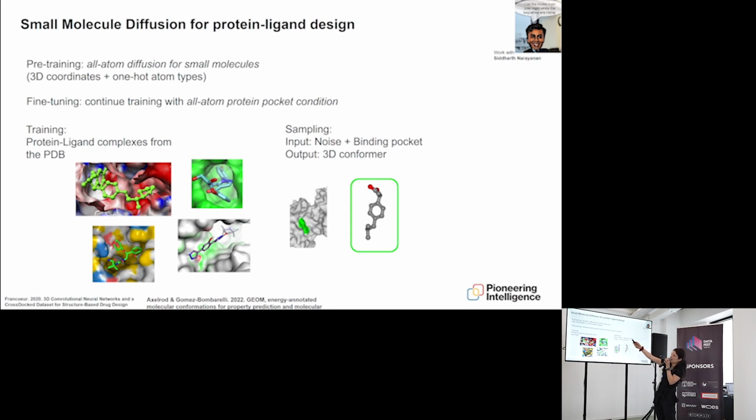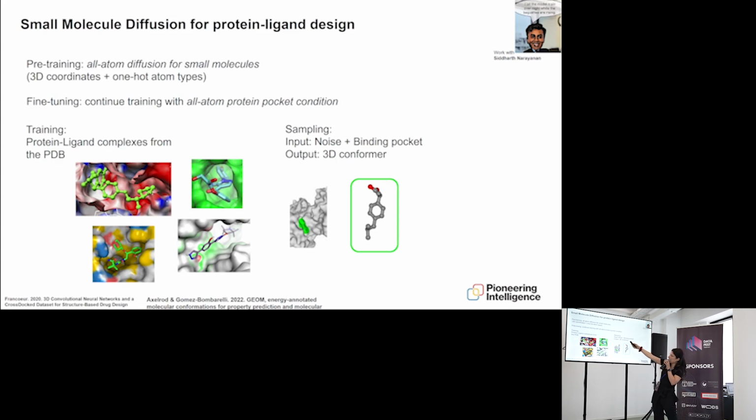This is work that I did with my colleague Sid Narayanan. Here we did some pre-training with all-atom diffusion for small molecules, as I just described. We then fine-tuned that policy. The pre-trained policy just knows what small molecules look like. We fine-tune it to learn what small molecules look like in the presence of a protein pocket. We fine-tune with data from the Protein Data Bank, where there are, I think, on the order of 20,000 protein pockets with the ligands in them. The binding pocket in this case is also an all-atom representation, but it's fixed, it's not being noised.